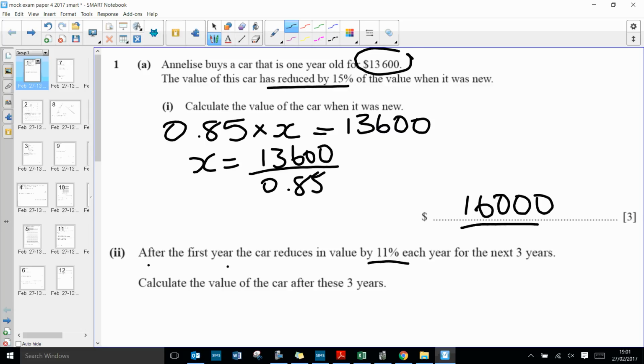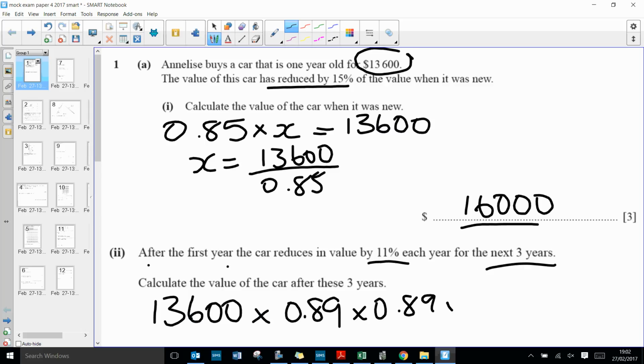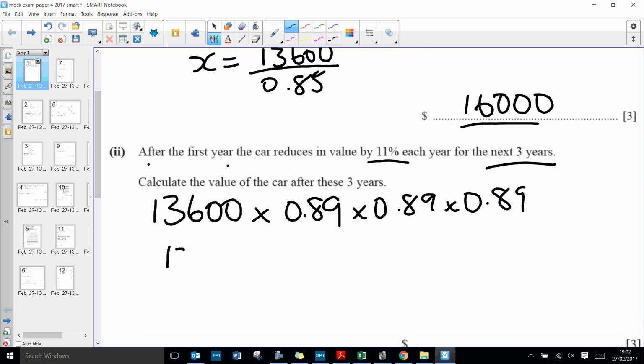So if something is reducing by 11% each year for the next 3 years, essentially it's a kind of compound interest question. So we start with our value of 13,600. To reduce it by 11%, we would multiply it by 0.89. And that's happening for 3 years. So that's multiplying by 0.89, multiplying by 0.89. Or in other words, 13,600 multiplied by 0.89 to the power 3.